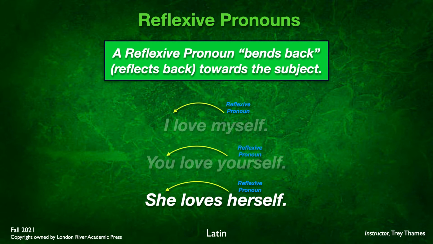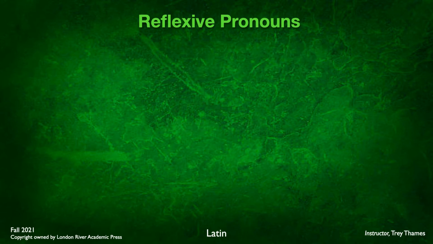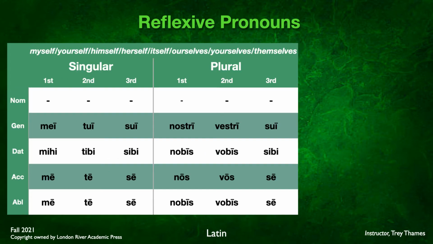Now, as far as the form goes for these reflexive pronouns, the good news is they're exactly the same as the personal pronouns that we've already learned. But if you will notice, there is no nominative. The reason why is because the word will always be bending back towards or reflecting the subject. Therefore, it cannot be the subject. So there will never be a nominative form for this reflexive pronoun. So the way we run through the chart is blank, mei, mihi, me, me. Blank, tui, tibi, te, te. In the plural, it's nostri, blank, nostri, nobis, nos, nobis. Second person, blank, vestri, vobis, vos, vobis.